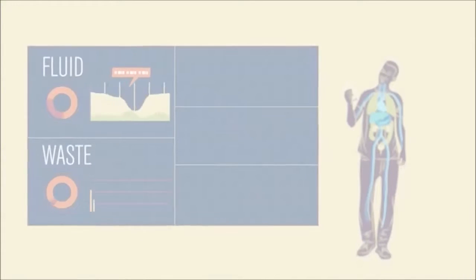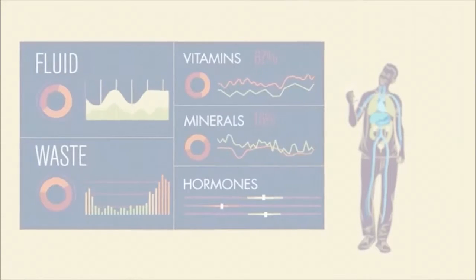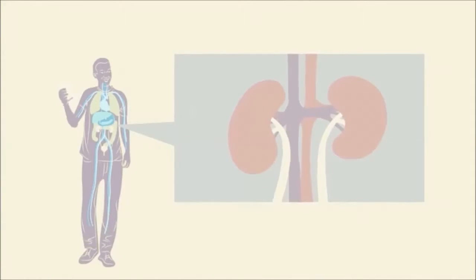They balance the levels of fluids and salts in the body. They produce hormones, and they also filter harmful waste products from the blood, and they excrete them as urine.